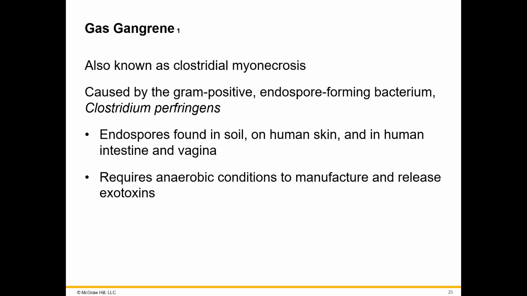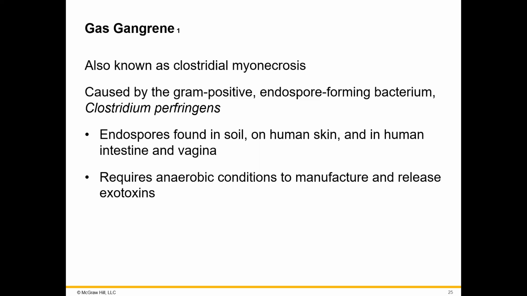Gas gangrene is also known as clostridial myonecrosis. Myo leading to muscle tissue, and necrosis, death. So death of the muscle tissue caused by a clostridial species. So this is caused by Clostridium perfringens. If we're hearing Clostridium, we should know in our brains, oh yes, that was one of the endospore forming guys. And so Clostridium perfringens as a bacteria is found naturally in soil, naturally on people's skin, in the vaginal tract, in the intestine as well.